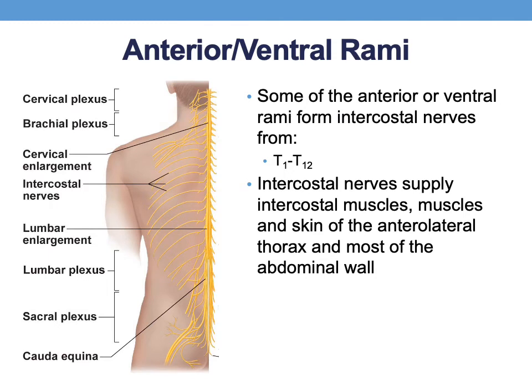Some of the anterior or ventral rami form intercostal nerves from T1 to T12 nerve root fibers. These intercostal nerves will supply intercostal muscles and the muscles and skin of the anterior lateral thorax and most of the abdominal wall.